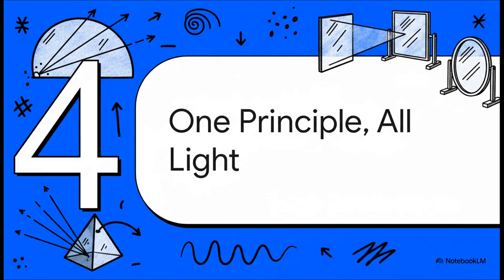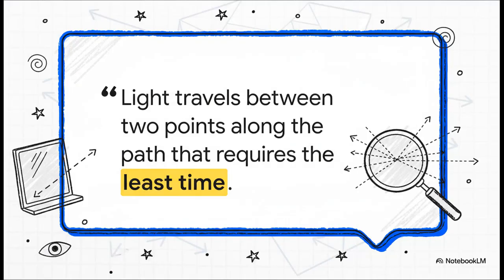Okay, let's step back and pull all of this together. We've talked about reflection, refraction, curved mirrors, rough surfaces, the whole shebang. So what's the big unifying idea here? We end up right back where we started. This one simple, elegant sentence. From a perfect reflection in a mirror to the way a straw looks bent in a glass of water, it's all of it, governed by this deep principle of efficiency.